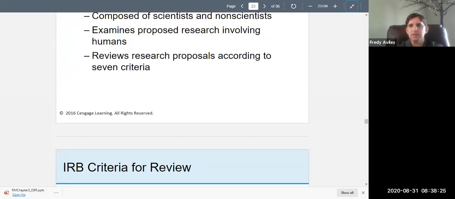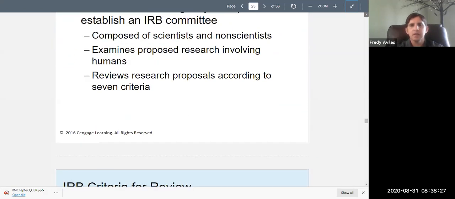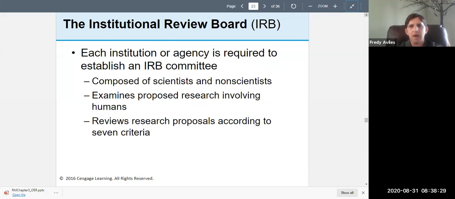Now let's talk about something important. What's in place to make sure that researchers follow these guidelines? Well, there's something known as the Institutional Review Board, or the IRB. Usually when you do research, you probably work for an institution. It could be a university like USC or UCLA, and you do research there. You're faculty and you do research, or maybe you just do research.